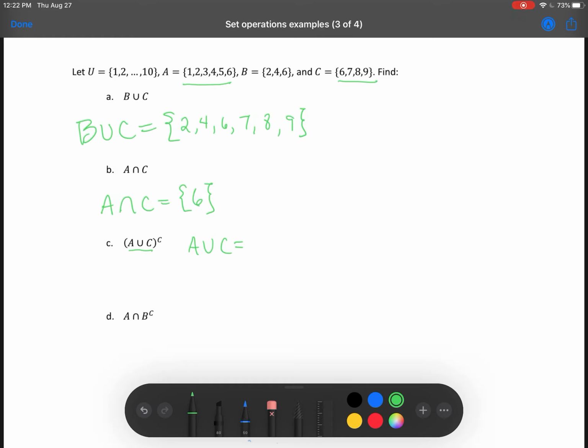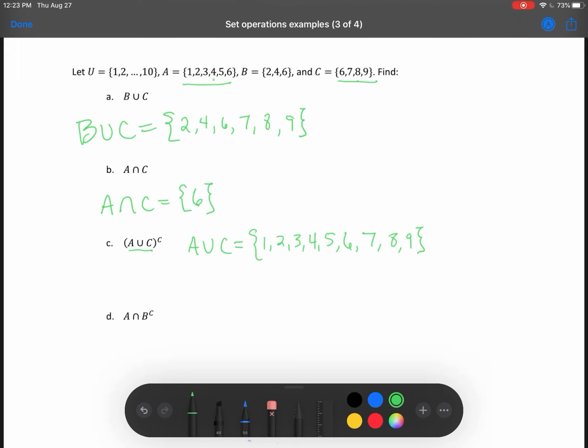So A union C is taking our two sets, and remember the union is basically just putting them together and not including any elements twice. So the set A contains 1, 2, 3, 4, 5, 6, and then C is 6, 7, 8, and 9. And again, we don't want to include that 6 more than once. So that gives us our set A union C, which is actually all of the numbers 1 through 9.